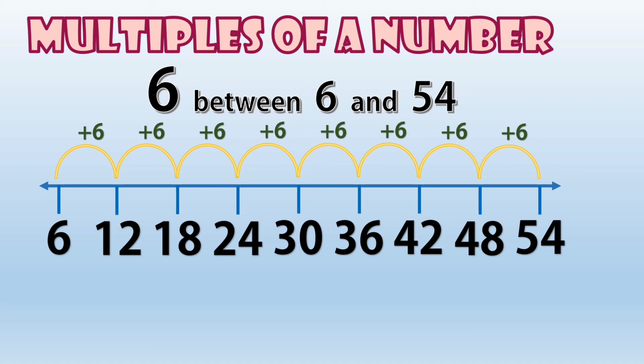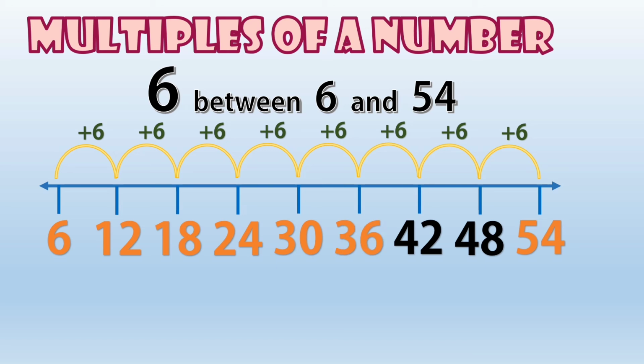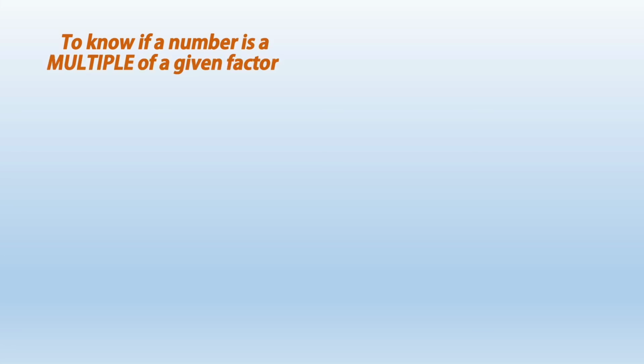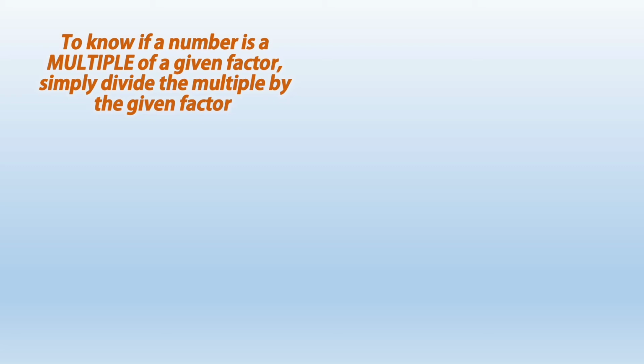So the multiples of 6 between 6 and 54 are 12, 18, 24, 30, 36, 42, and 48. As simple as that. Now, to know if a number is a multiple of a given factor, simply divide the multiple by the given factor.